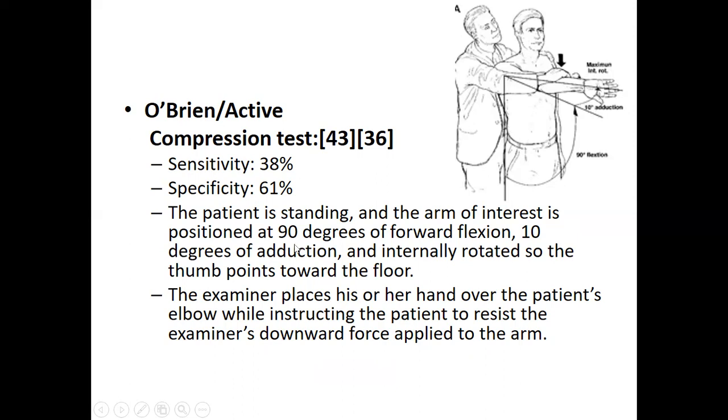This is positioned in 90 degrees of forward flexion, 10 degrees of adduction, and internally rotated. How can we see how we can internally rotate? If the thumb direction is towards the floor, towards the ground, that will be internal rotation. And if the thumb direction is towards the ceiling, that will be external rotation. In this case, we can see here the thumb is towards the floor, so it is the internal rotation. And the patient will be in the maximum available internal rotation.